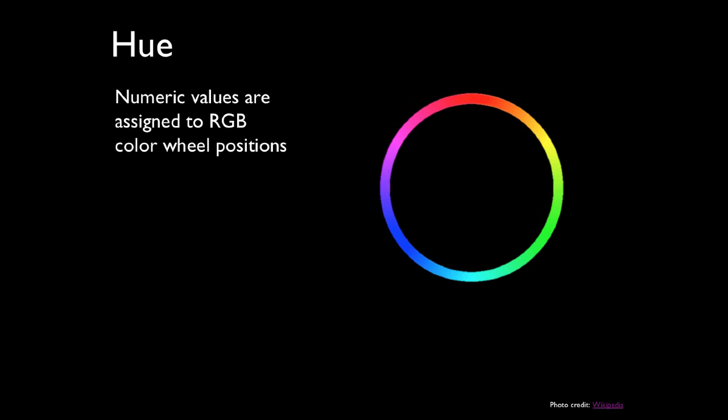So let's talk about hue. What we've done with hue is there are numeric values that are assigned to the different color wheel positions. So let's start with our primaries. You have red at 0, or you can think of that also as 360. You've got green 120 degrees away, and then you've got blue another 120 degrees away. And then in between there is where we have our secondary colors: yellow at 60, cyan at 180, magenta at 300.